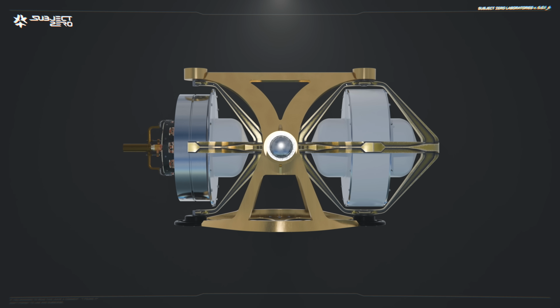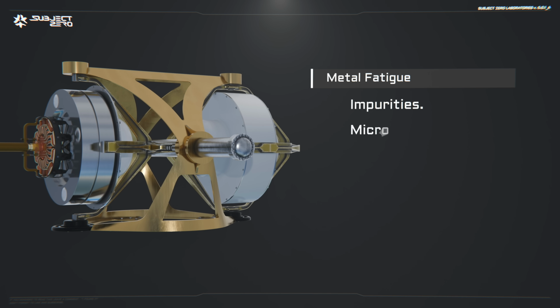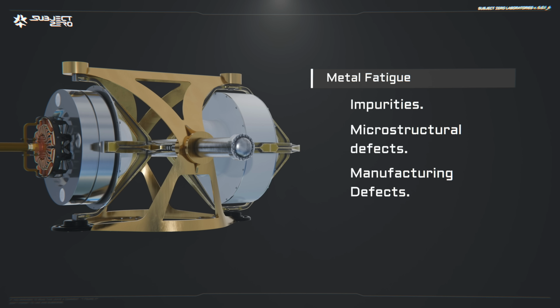The flywheel in Brennan's gyroscope system would experience continuous stress while spinning, leading to cyclic loading and unloading of the material. This repetitive stress can gradually weaken the material, leading to metal fatigue over time. The material composition of the flywheel, typically metal alloys, can play a significant role in determining its susceptibility to fatigue failure. Factors such as impurities, microstructure, and manufacturing defects can influence the material's fatigue resistance.